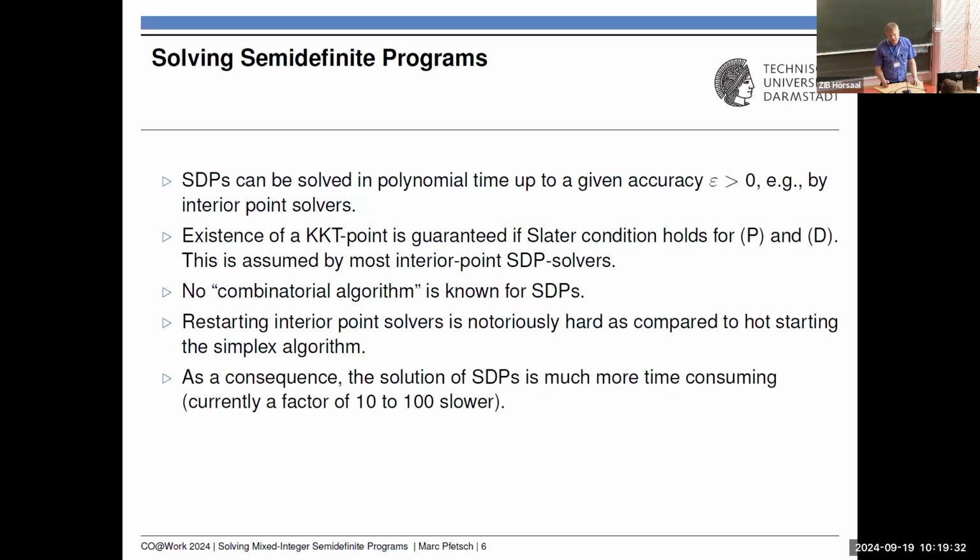Karush-Kuhn-Tucker optimality conditions. These interior point methods actually compute a solution to a certain system, the KKT system, and for this to be equivalent to optimality, you need these conditions. It's not important for this talk, but just so that you know.